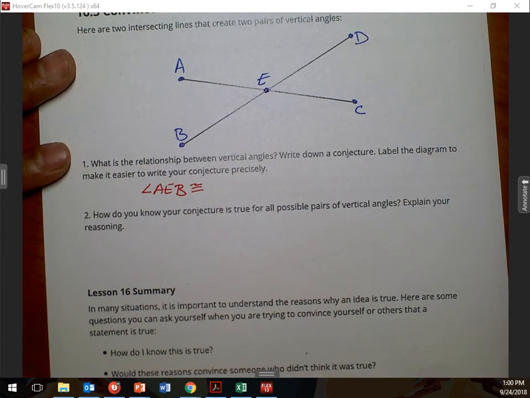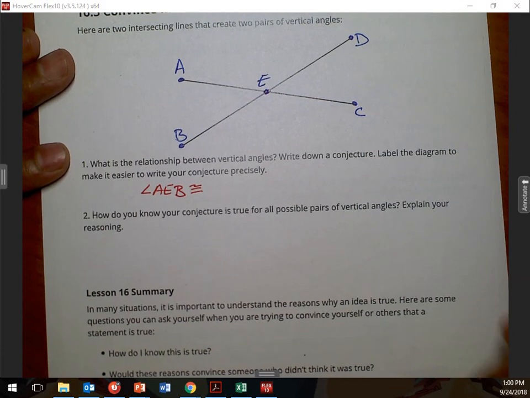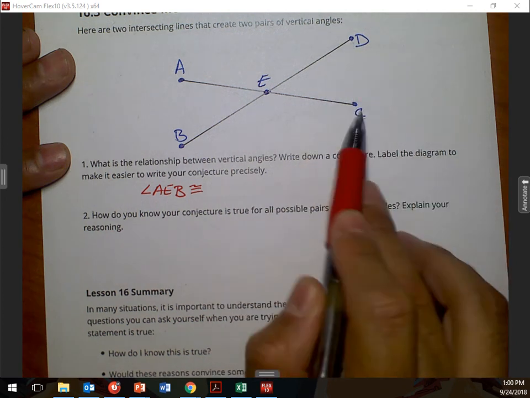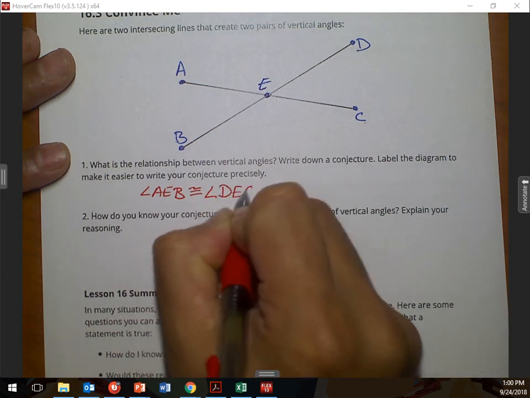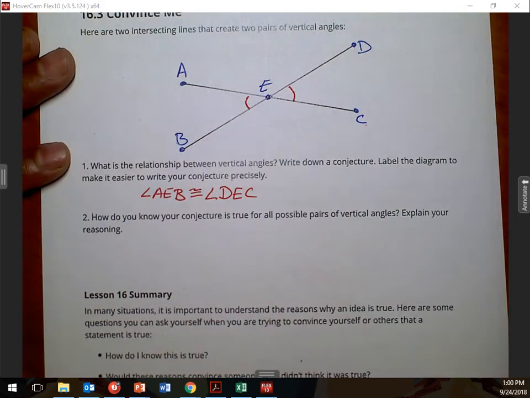So what is it congruent to? A, E-T-C. Oh, you gotta put it in the right order. D-E-C. We trace it over, okay? So angle D-E-C. All right, that works. So I got this one is congruent to this one right here.